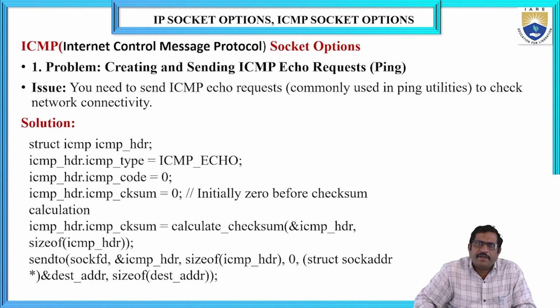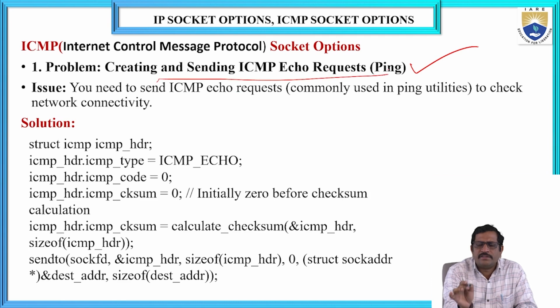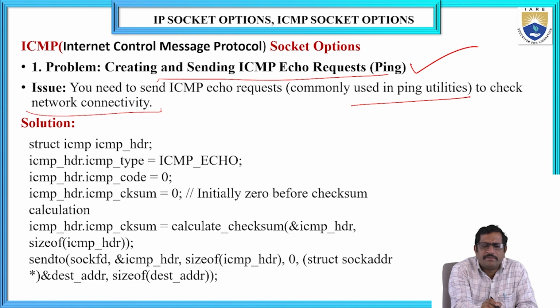Here is ICMP, Internet Control Message Protocol. ICMP is a socket option. The problem is creating and sending the ICMP echo request. The issue is that you need to send an ICMP echo request, commonly used with ping utilities to check network connectivity.